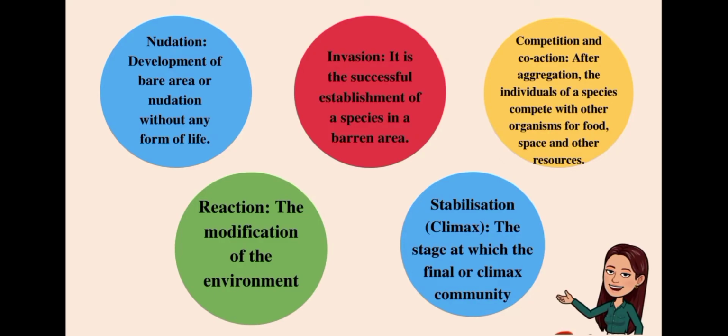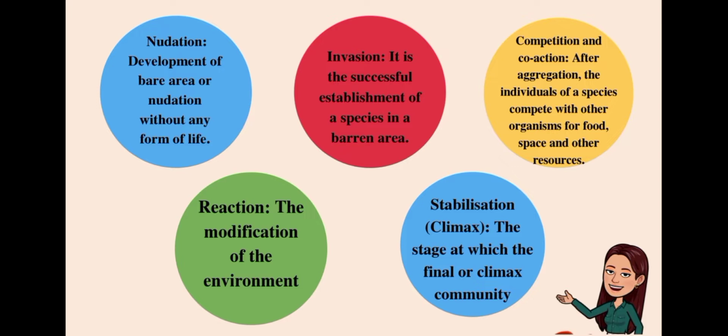First, we have nudation. Nudation is the development of a bare area without any form of life. Volcanic eruptions, landslides, floods, erosion, earthquakes, forest fires, disease transmission, and other events cause nudation. Next is invasion. It is the successful establishment of a species in a barren area. Ecesis is the adaptation of establishing species to the current environment. The individual species are then multiplied and increased in number through reproduction, which is a process known as aggregation.